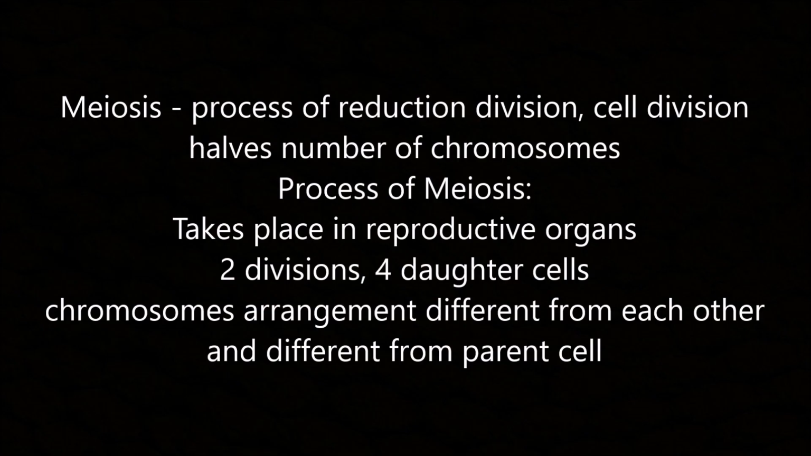Meiosis. Meiosis is a reduction division, in which cell division halves the number of chromosomes. The process of meiosis takes place in reproductive organs, with two divisions producing four daughter cells. The chromosome arrangements are different from each other and different from the parent cell.